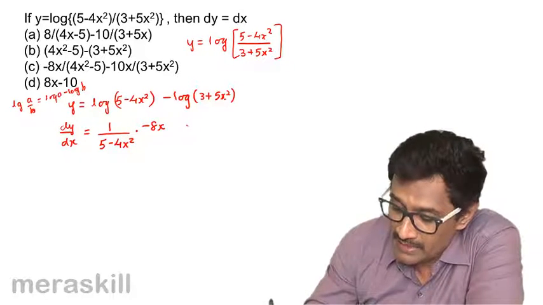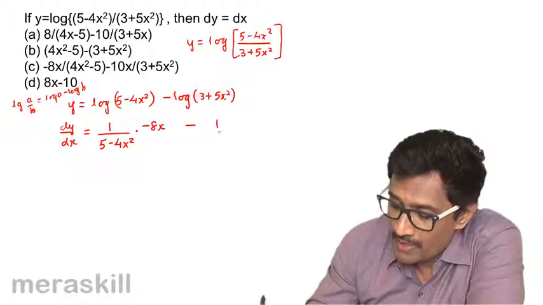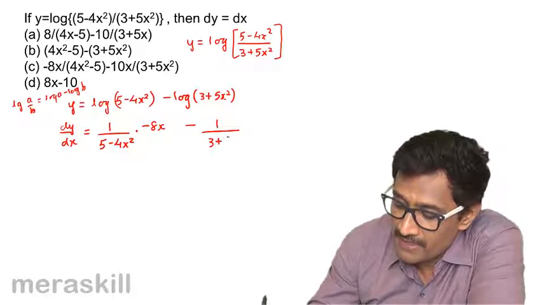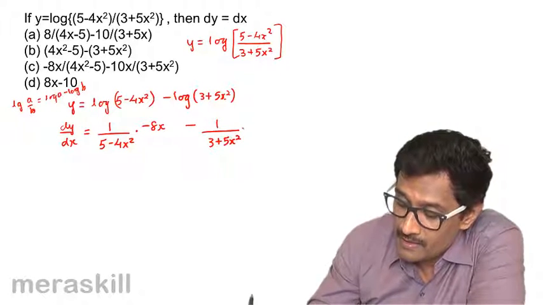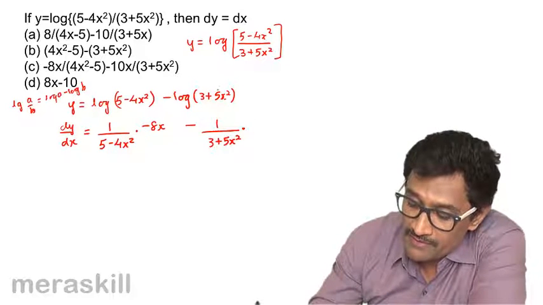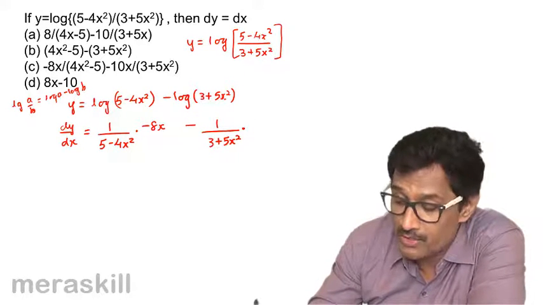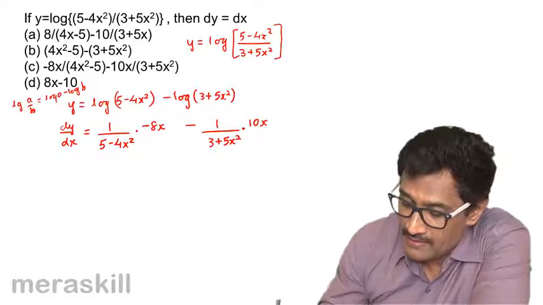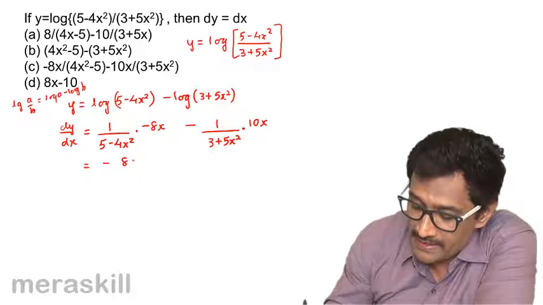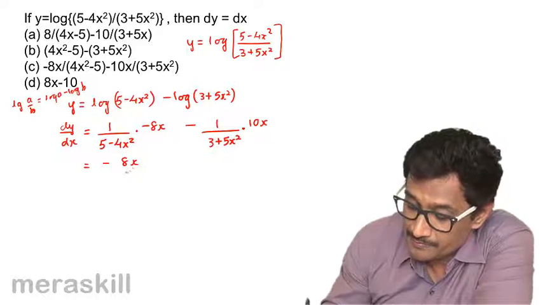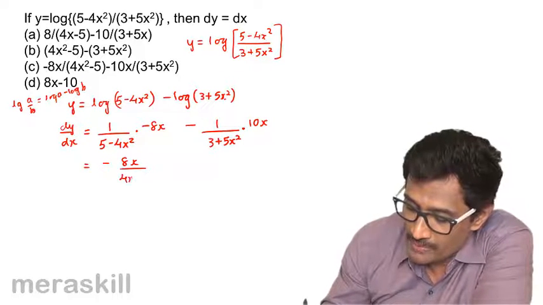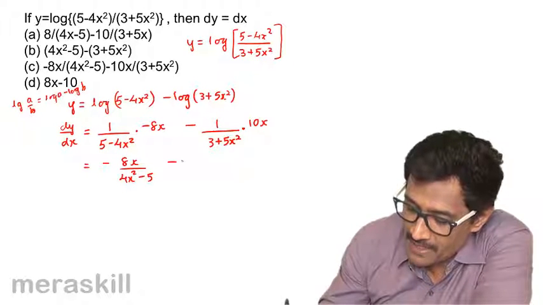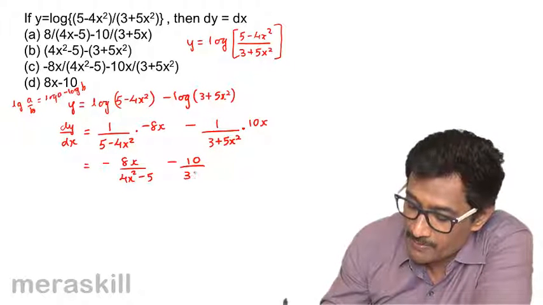Then here this again would be minus 1 upon 3 plus 5x square into derivative of this, derivative of 3 is 0, derivative of 5x square, 5 into 2x, that is 10x. This turns out to be minus 8x upon 4x square minus 5 minus 10x upon 3 plus 5x square.